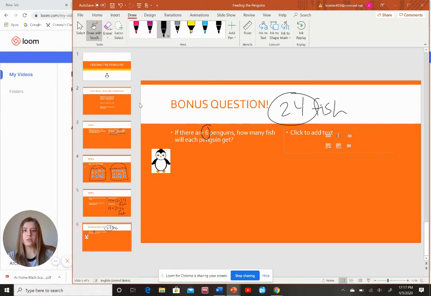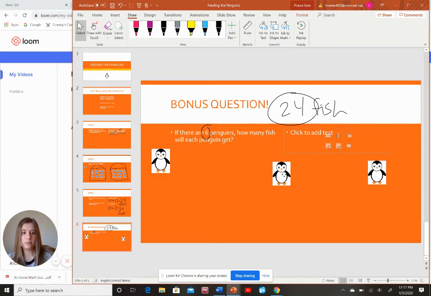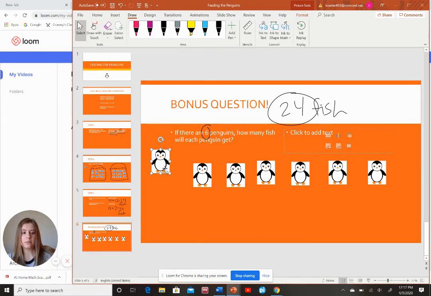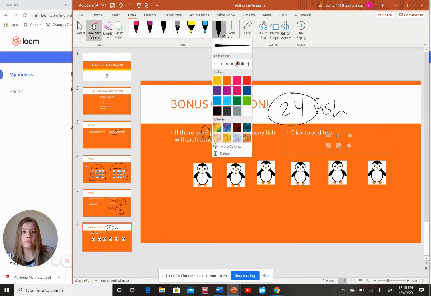Okay, so we have now circled the important numbers, and now I'm going to go ahead and draw a picture or a model. So I'm going to go ahead and move the penguins so that there's 6. So 1, 2, 3, 4, 5, 6. So now there are 6 penguins, and I'm going to go ahead and use dots to represent all of the fish that they're going to get. So I'll go ahead and grab my marker.